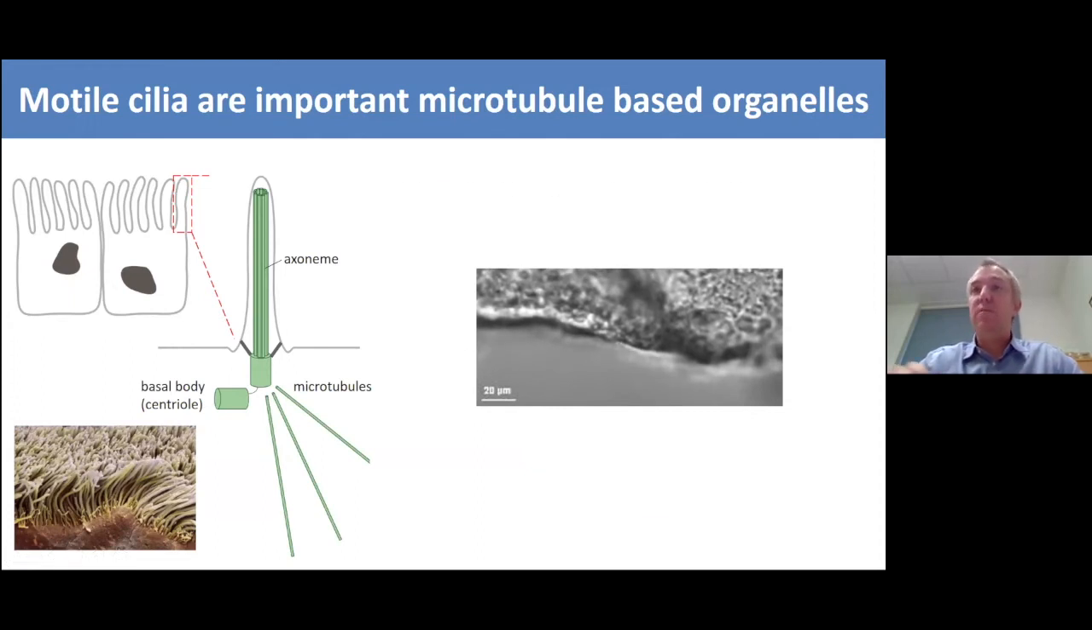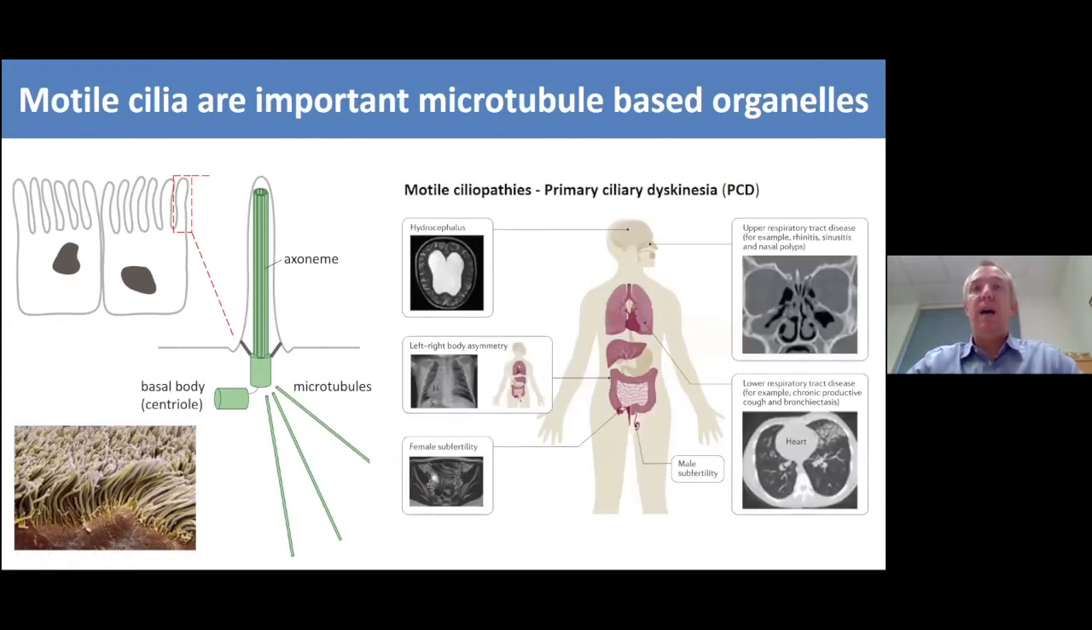So cilia are found throughout the organism. They are found in the brain, where they circulate the CSF fluid. They're found in developing organisms where they help set up our left-right asymmetry. So patients with defects in cilia can actually have the left-right asymmetry reversed. They're very important in the fallopian tube for moving implanted embryos around. They're involved with the swimming of sperm.